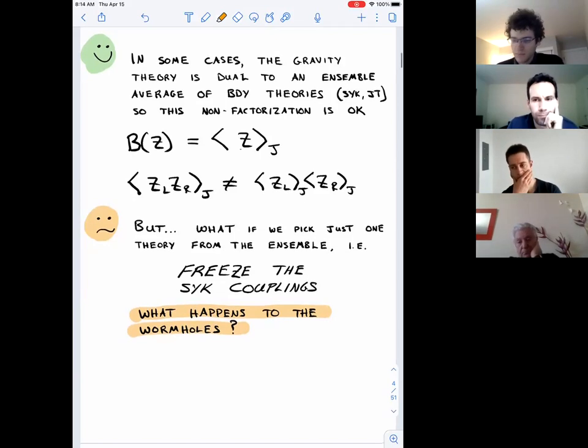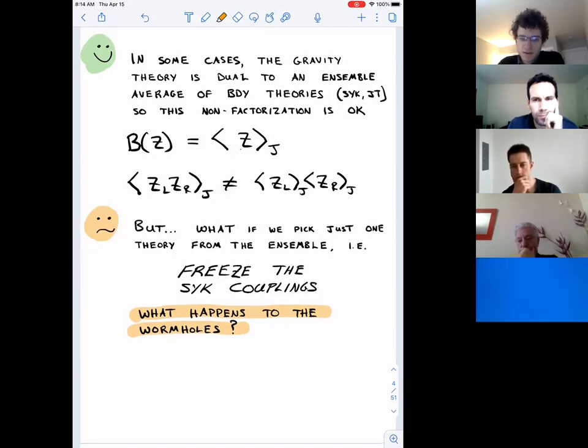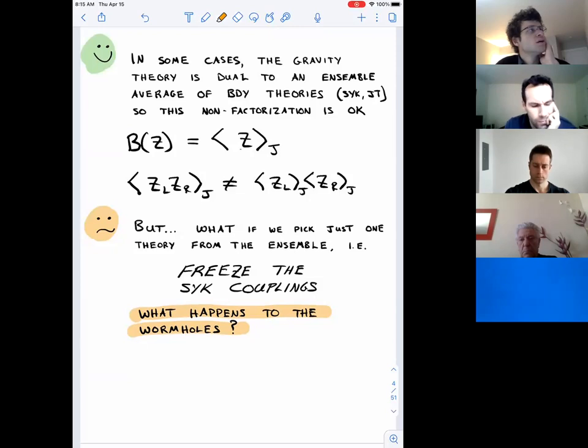Can I ask a naive question? Yeah, please. So if this factorization puzzle exists, then it conflicts with which phenomena that can be observed? Sorry, if the factorization puzzle exists, does it...? Yeah, so I want to understand intuitively, then it contradicts with which phenomena physically?